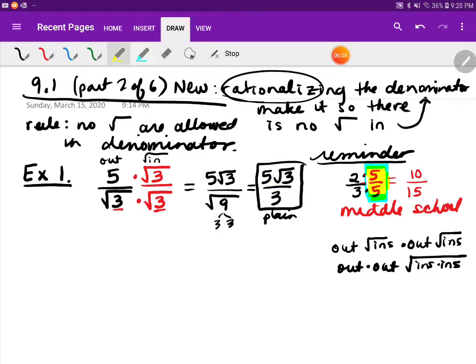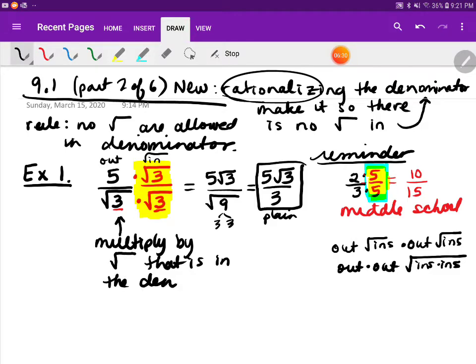So what's new is we are multiplying by the square root. So let's write this in words. We're going to multiply by the square root that is in the denominator.